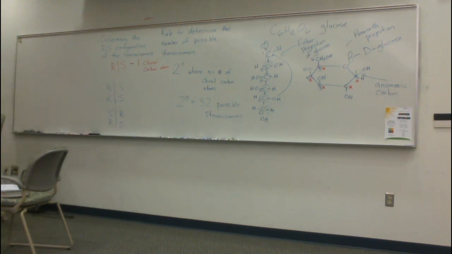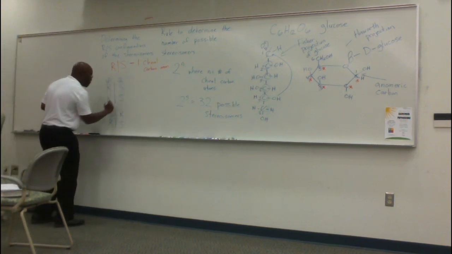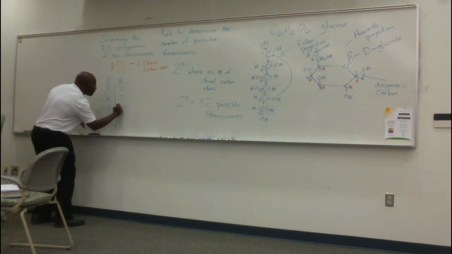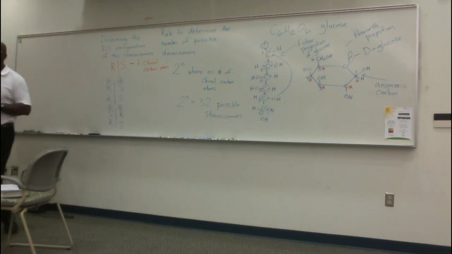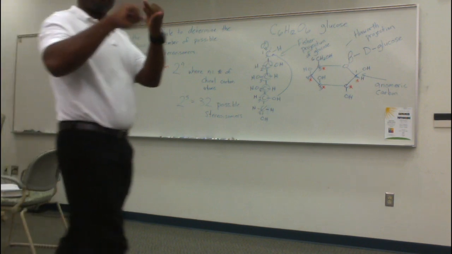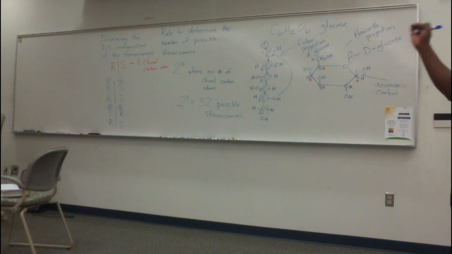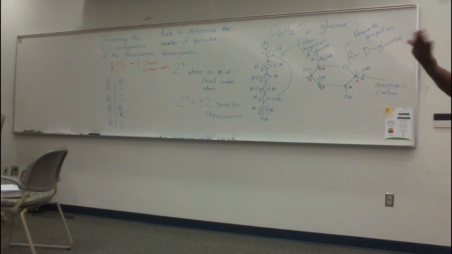If I had two chiral carbon atoms, I would have four possible stereoisomers. This is a set of two. That's 1, 2, 3, 4. Those are the letters that belong to those four possible stereoisomers. Your four would be RR, SS, RS, or SR. Those are your only four possible combinations. Any combination besides that will just be redundant to what you already did.